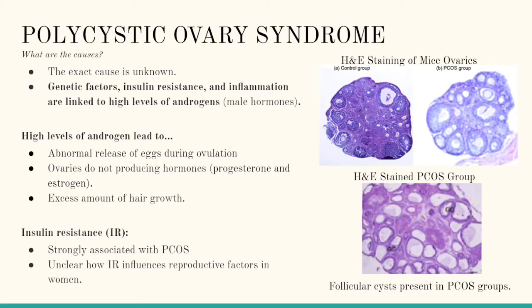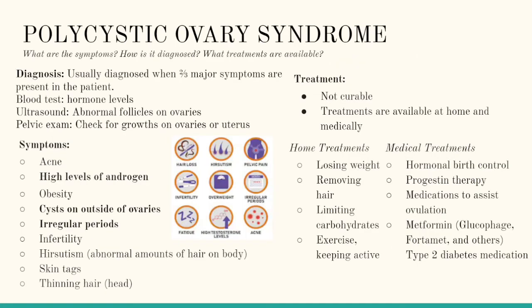The H&E stained ovaries in the images on the right display the difference between a control group and ovaries that are affected with PCOS. Follicular cysts are obviously present in the PCOS groups. What are the symptoms of PCOS? How is it diagnosed? And what treatments are available?